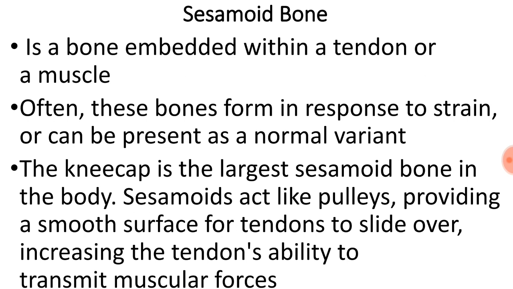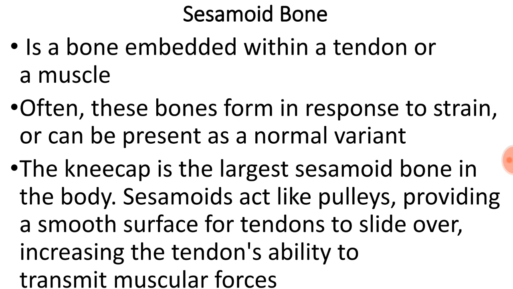And also we have sesamoid bone, a bone embedded within the tendon or muscle. Mifupa ambayo imekuwa embedded ndani ya tendon au muscle. Often these bones form in response to strain and can be present as a normal variant. The kneecap is the largest sesamoid bone in the body. Sesamoids act like pulleys, providing smooth surfaces for tendons to slide over, increasing the tendon's ability to transmit the muscular forces.